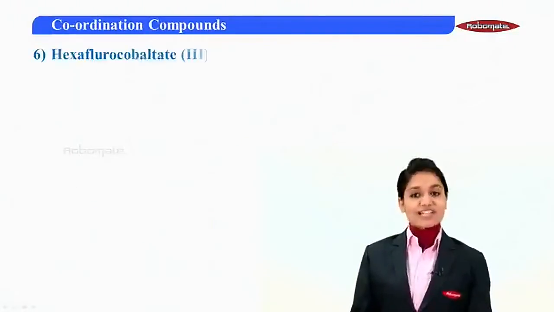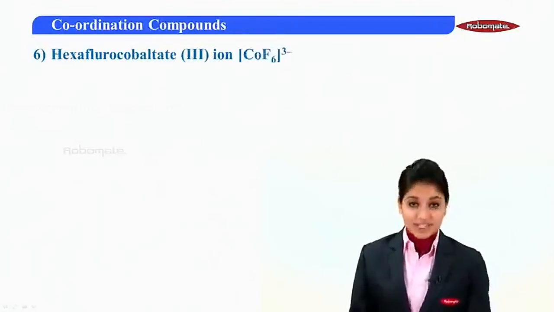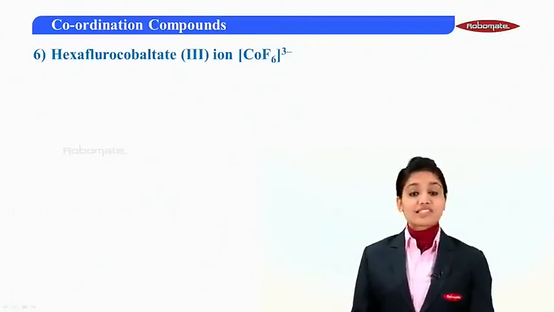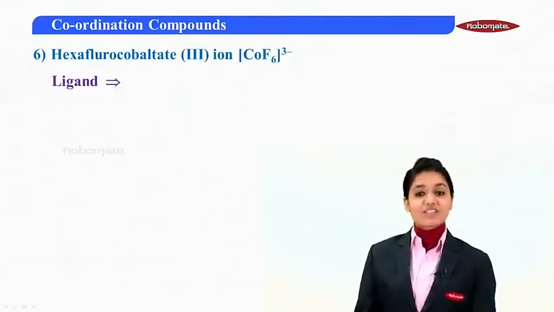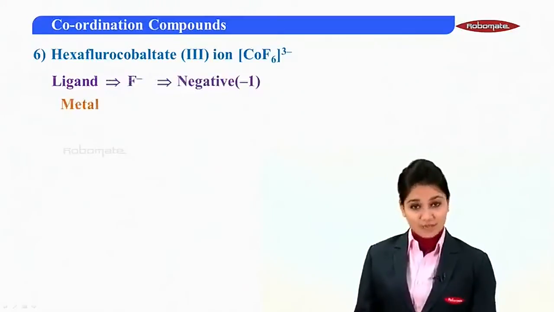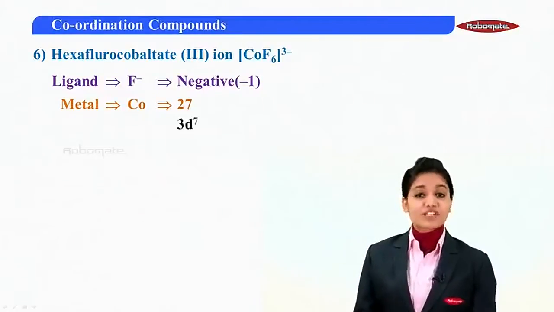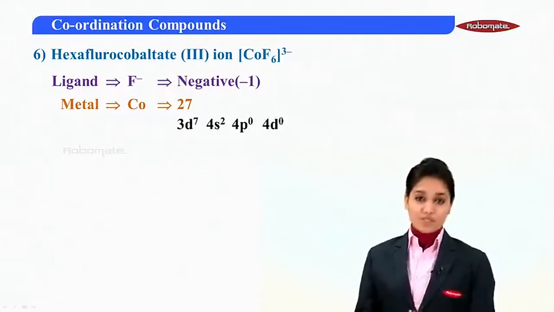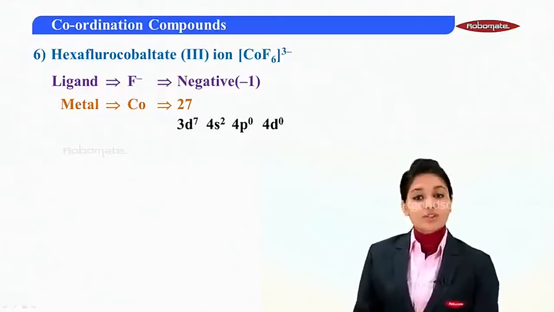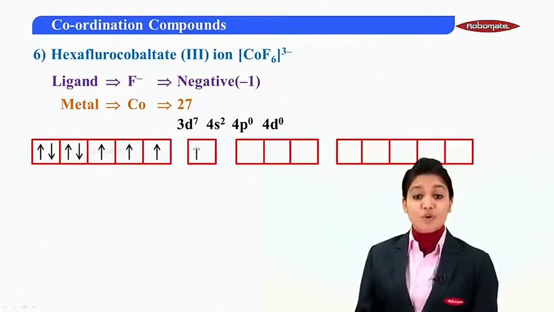Moving on to the next example, that is hexafluorocobaltate(III) ion. In this case, the formula is [CoF6]3-. The ligand here is fluorine, which is a negative ligand having a charge of -1, monodentate. Then the metal here is cobalt with atomic number 27 again. So the configuration for this becomes 3d7, 4s2, 4p0, and of course 4d0. Okay, how many electrons do I have in d? We have 7 electrons in d. We have 2 electrons in 4s.